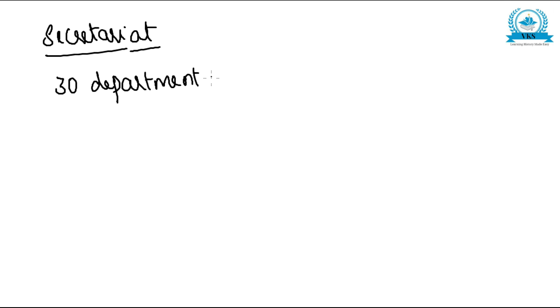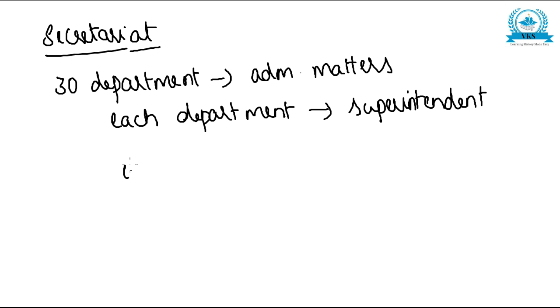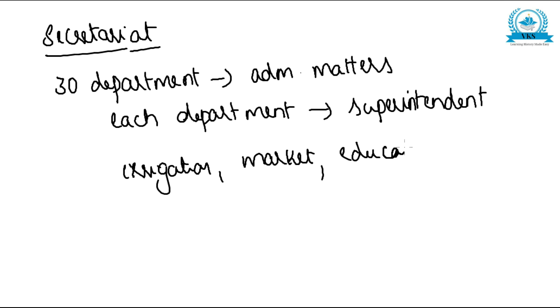Now after the king, next we will have to write about the secretariat. The administrative matters of central government were divided into 30 departments, and each department was under a superintendent. The superintendents dealt with different activities like irrigation, market, education, etc. So that was about the secretariat.